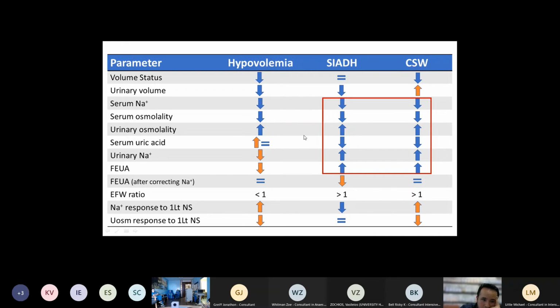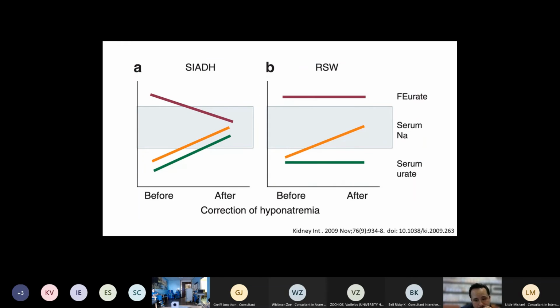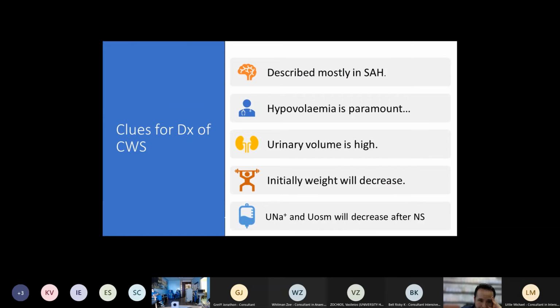There are many similarities. Serum osmolarity is low, urinary osmolarity is high, and uric acid in blood is low, and this is because there is dysfunction of the proximal nephron. After treatment versus before treatment, sodium may increase in both SIADH and cerebral salt wasting. The difference is that uric acid will remain abnormal, and that's why they calculate fractional excretion of uric acid, although we don't do that here.